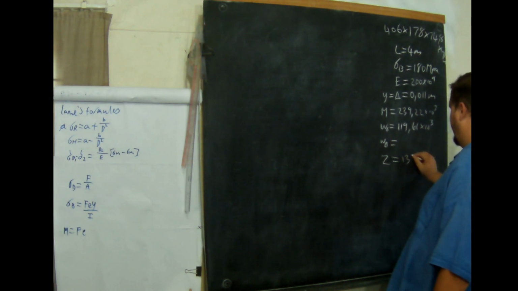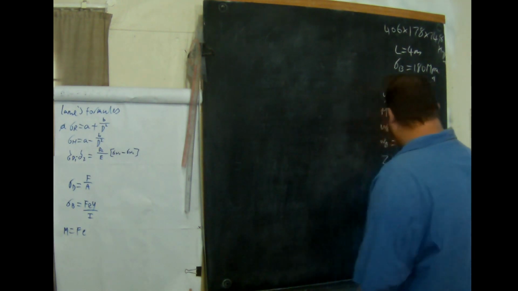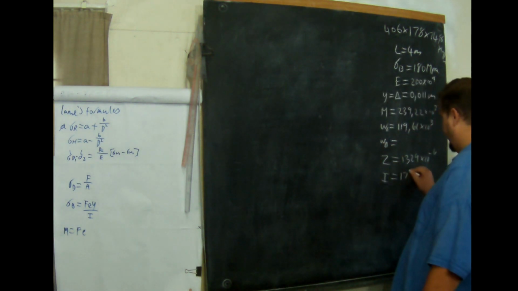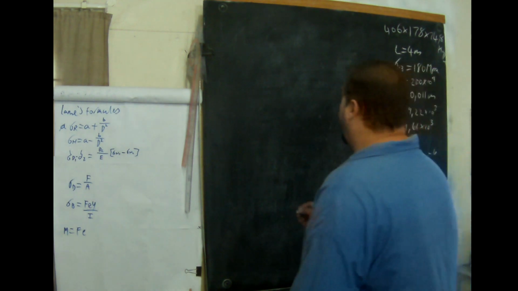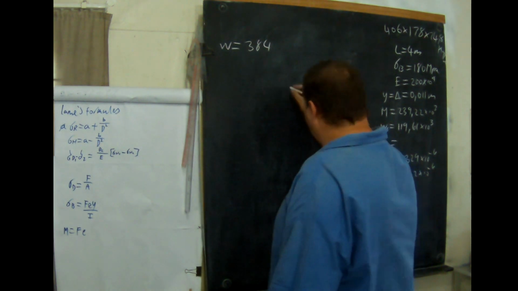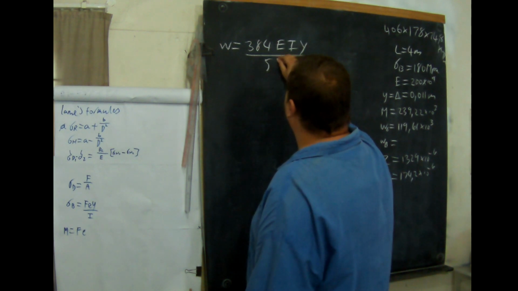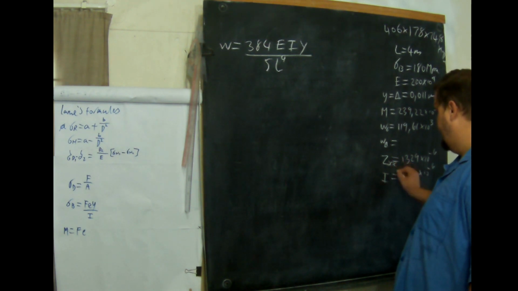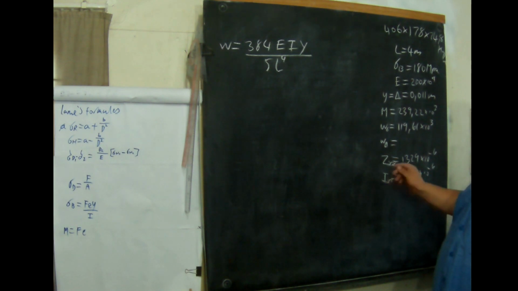Z equals 1. Okay. The next one we'll need I. So this is IXX, which is 174,2 times 10 to the minus 6. Perfect. Now, W equals 384 EIY over 5L to the power 4. Now, our Z is XX and our I is XX. Now, these are both from your hot rolled tables.